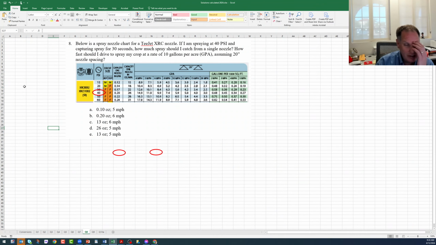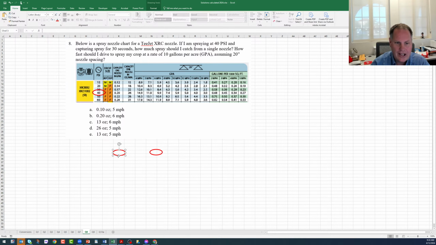Okay, question 8. Below is a spray nozzle chart for a T-Jet XRC nozzle. If I'm spraying at 40 psi and capturing spray for 30 seconds, how much spray should I catch from a single nozzle? So I start by finding 40 psi here, which I have labeled here. All my answers are going to be in this column, more or less. But be aware, you need to take one thing into account here.